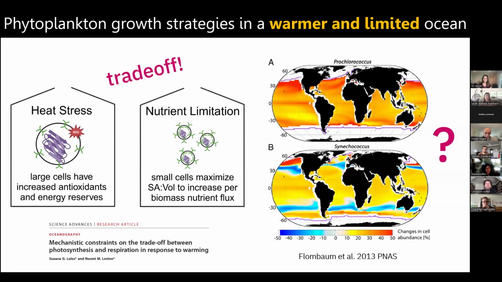So under the multi-stressor condition, we have cells that must optimize nutrient acquisition by becoming smaller, but also optimize heat mitigation by becoming larger. And a question arises from what is going to happen under future conditions, because our current models represent phytoplankton physiology in a very simplified way. And we don't account for heat mitigation strategies or carbon storage. So the question is, is there a niche for being larger in the ocean, or is being small always going to be advantageous?